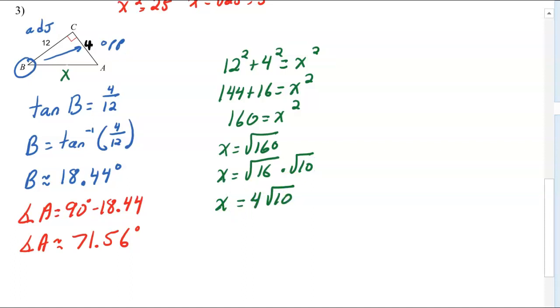So I hope you found this video helpful in solving for the missing side and the missing angles in a right triangle.